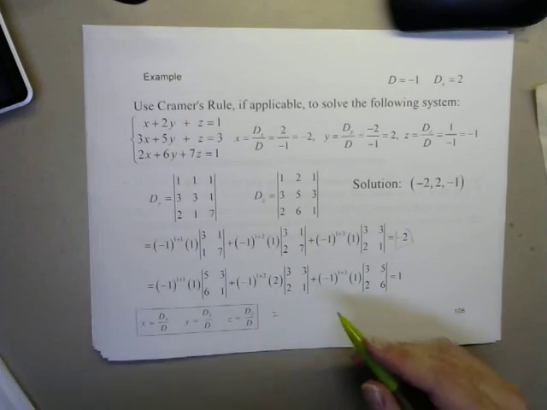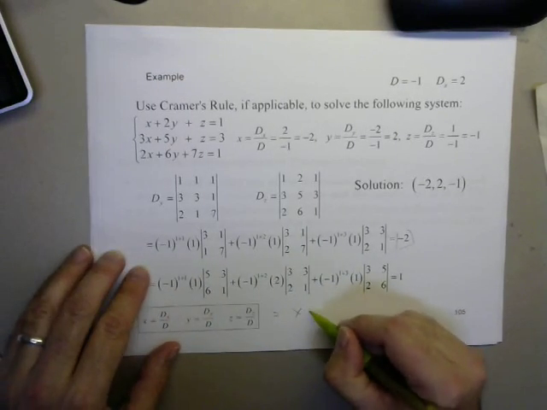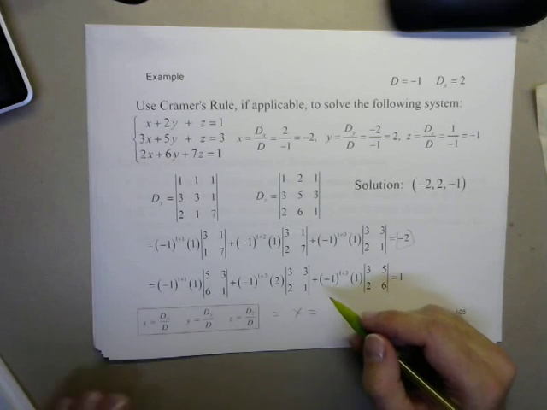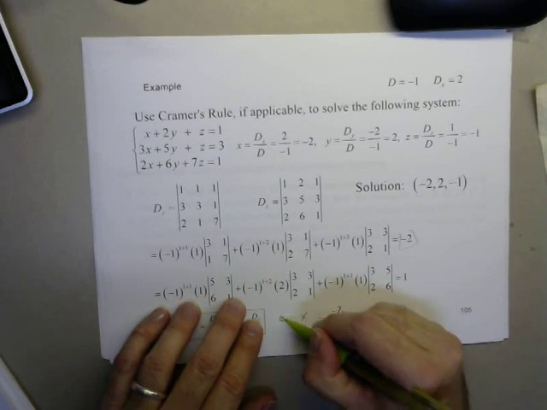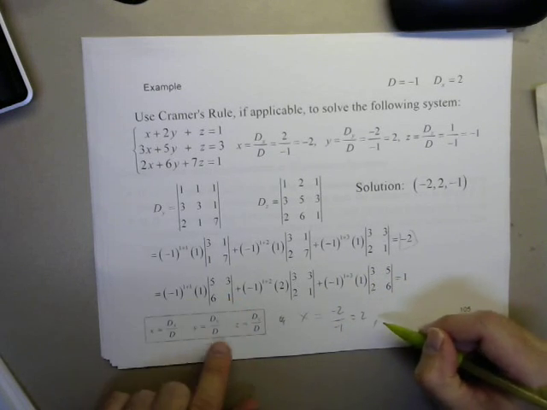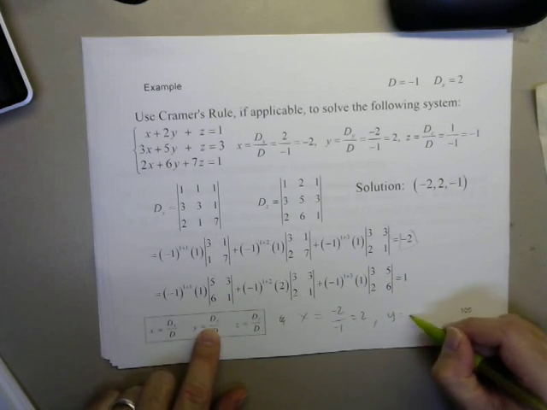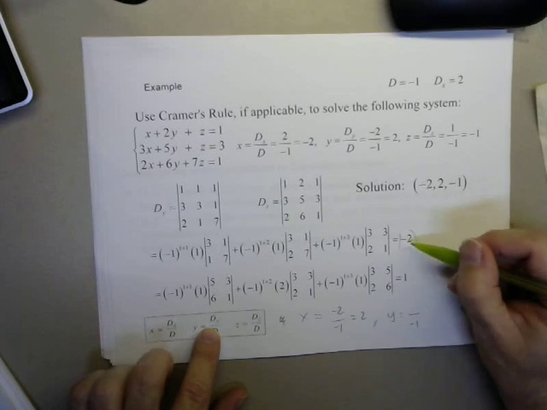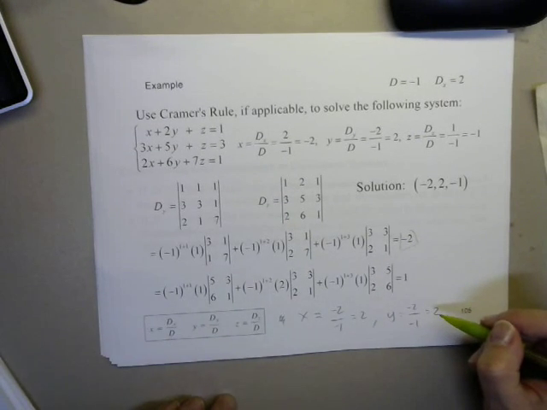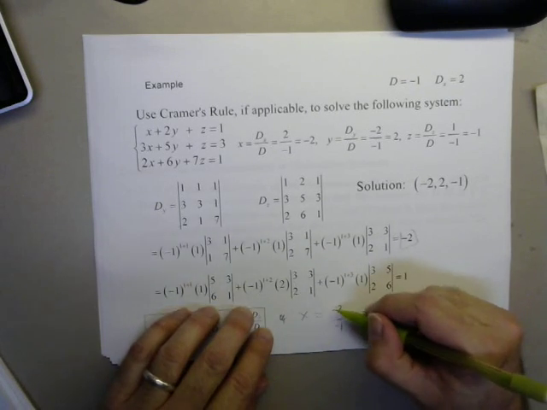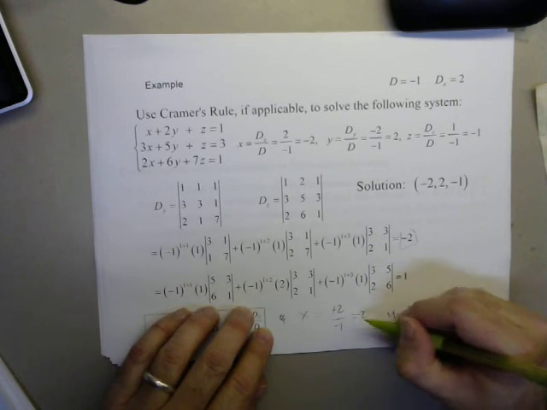Dx was 2, so that would mean that x is equal to negative 2 divided by negative 1, right? So x would be 2. Y in this case would be negative 1 divided by negative 2, which would also be a 2. Sorry, x was a positive 2 here, right? Yep, sorry, so that should be negative 2.